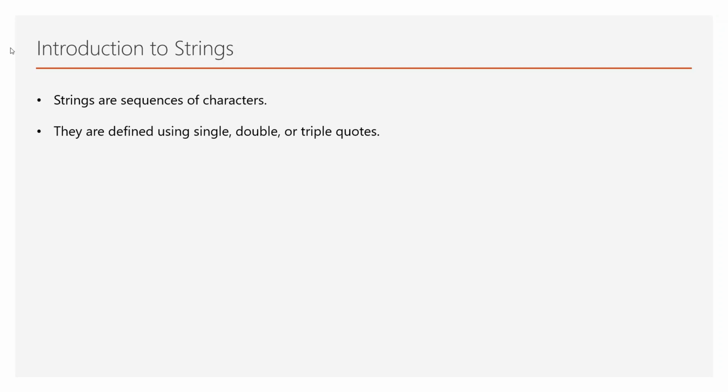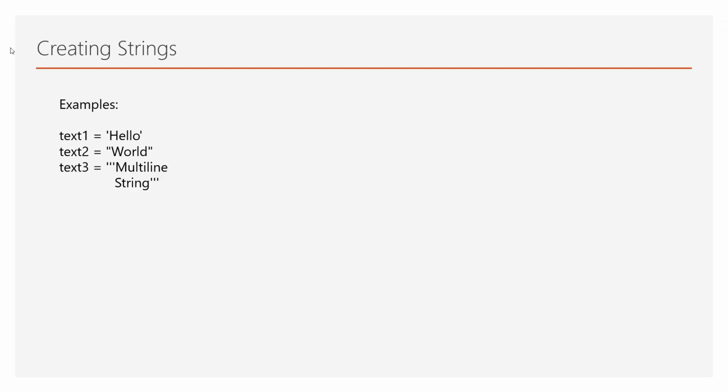Now, introduction to strings. Strings are one of the most fundamental data types in Python. They allow us to work with text data and are widely used in programming. Now, we are going to learn creating strings. In Python, we can create strings using single quotes, double quotes, and triple quotes for multi-line strings. You can see the example here.